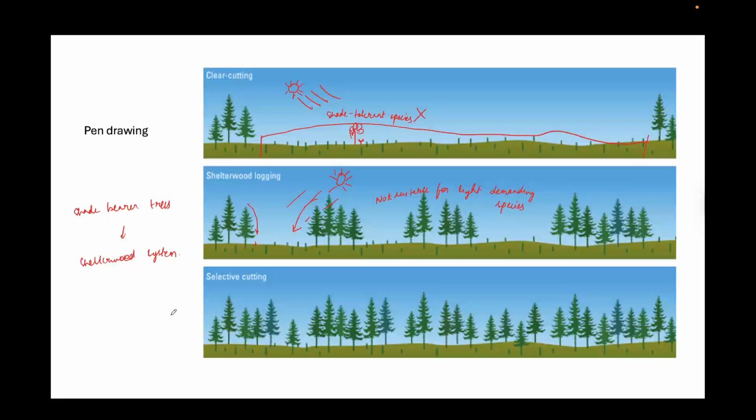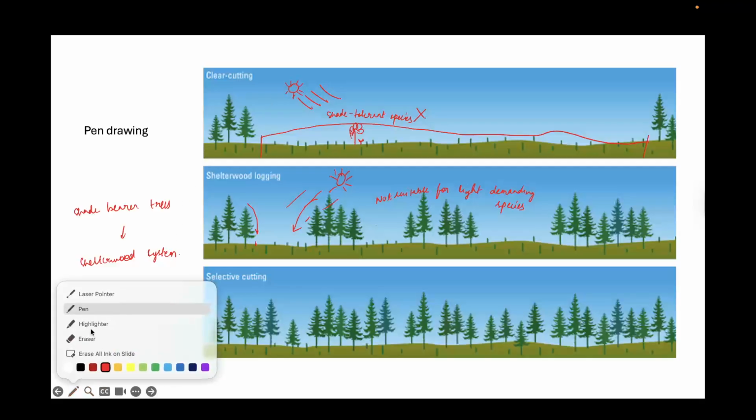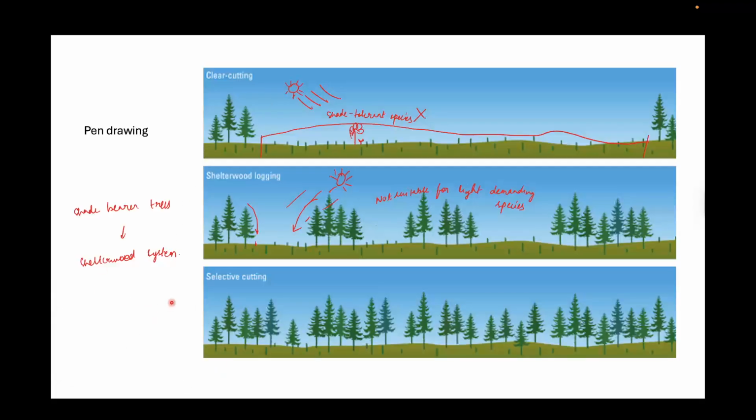Okay, is it clear to the students? You guys have answered correctly, so I'm hoping you would understand this. It's an easy concept to understand, but nevertheless, in a shelterwood system, we prioritize the shade and the shelter for the shade tolerant species or shade bearer species. So that is why this system is suitable for shade bearing species.